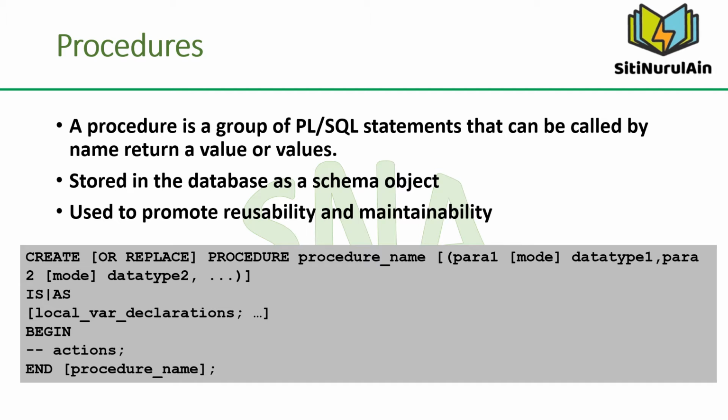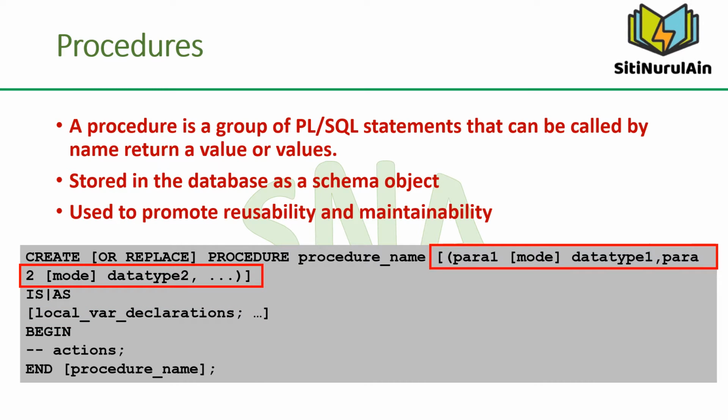A procedure is a named PL/SQL block that can accept parameters, sometimes referred to as arguments. Generally, you use a procedure to perform an action. A procedure is compiled and stored in the database as a schema object. Procedures promote reusability and maintainability. Parameters are used to transfer data values to and from the calling environment and the procedure, or subprogram. Parameters are declared in the subprogram header, after the name and before the declaration section for local variables.